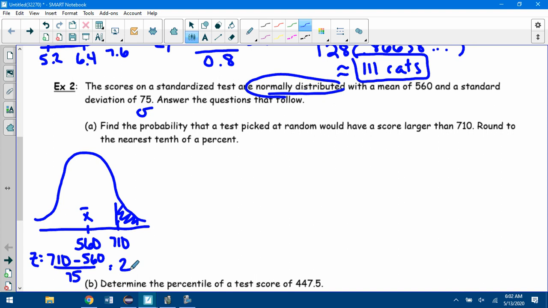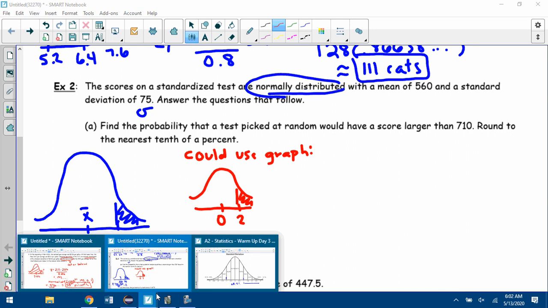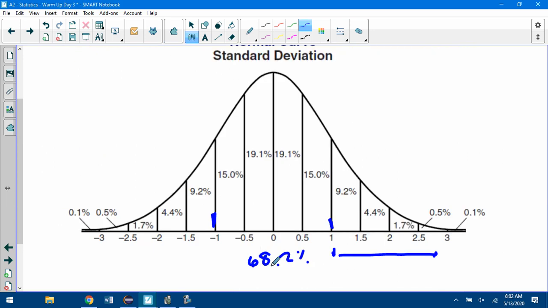And I want to make sure you understand the two different methods, or that you're really doing the same thing. You could use the graph because 2 is on the graph. So if you look at that graph that we did, where 0's in the middle, 2 is up here, I'd want everything over here. So let's look at that graph real quick. Here's 2. I'd be looking for everything over here. So 1.7, 0.5, 0.1.